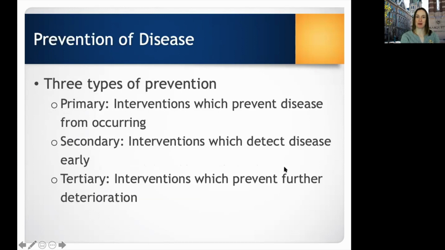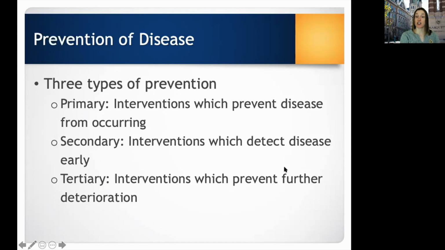When it comes to the prevention of disease, we categorize it in three main types. There's primary, secondary, and tertiary. It's important to understand the different levels of these types of prevention. So primary are interventions which prevent the disease from occurring. So don't smoke, that's a preventative measure to prevent lung disease.